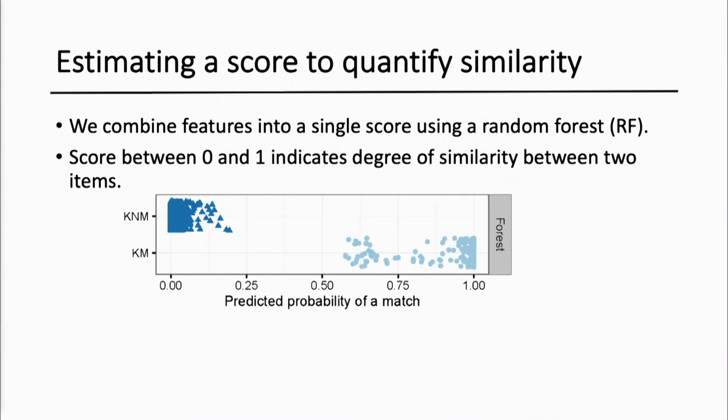0 indicates very low degree of similarity. And this is an example. We trained our random forest on this one experimental set of bullets. And you can see that the separation was perfect.